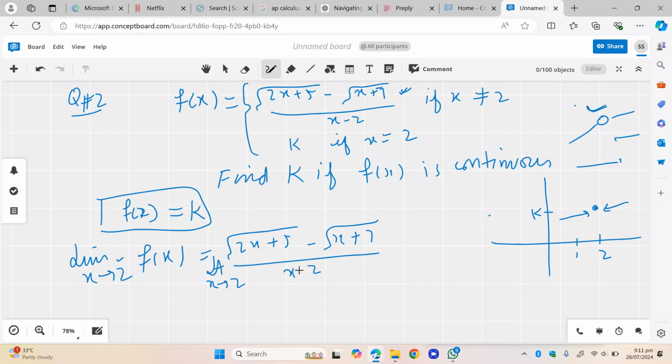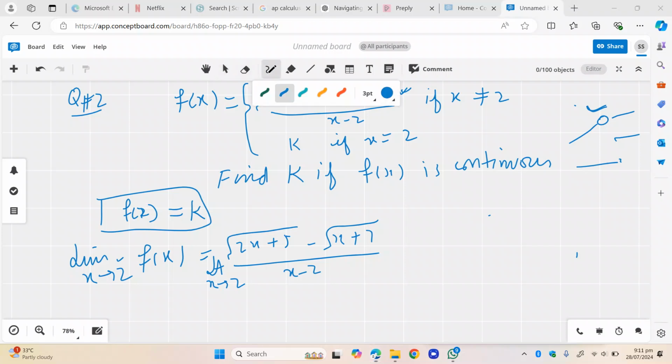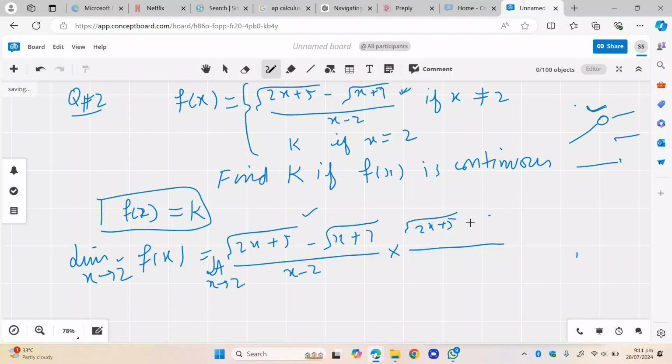We cannot directly plug in 2, otherwise this will be undefined, since we will get 0 in the denominator. So what we will do is rationalize it. We will multiply and divide by the conjugate of this one, so the numerator gets 2x plus 5 under the square root plus x plus 7 under the square root, and in the denominator as well, 2x plus 5 plus x plus 7.